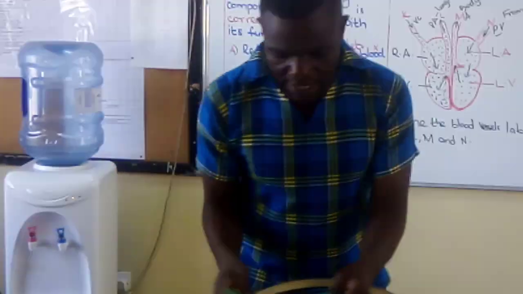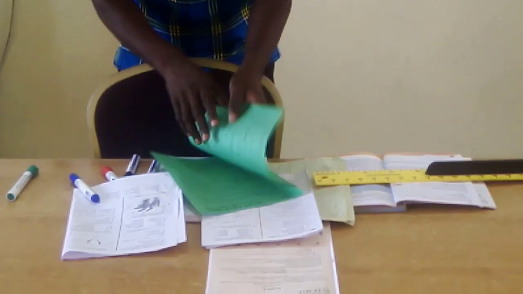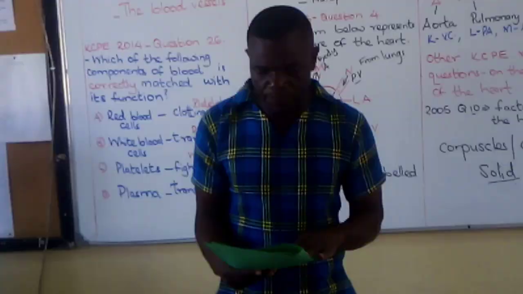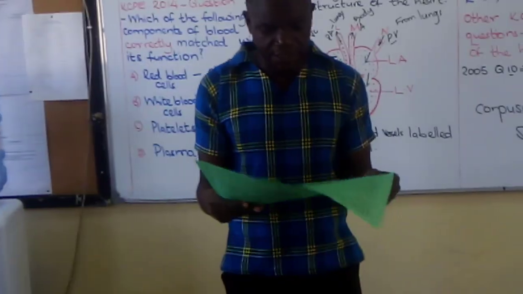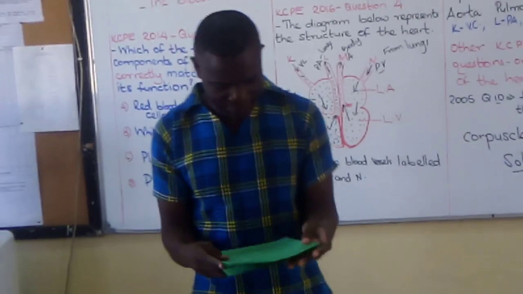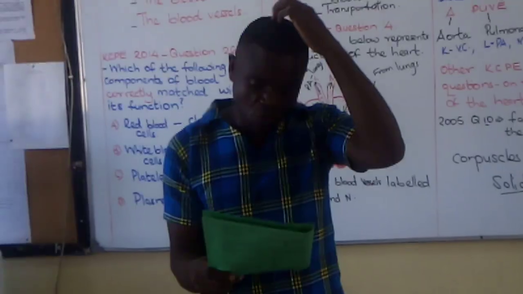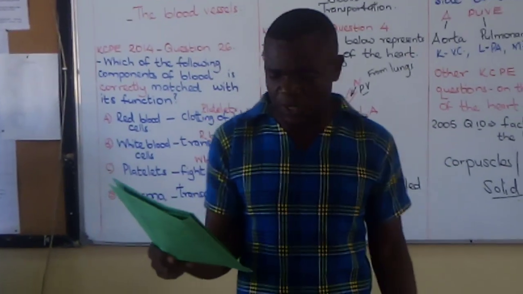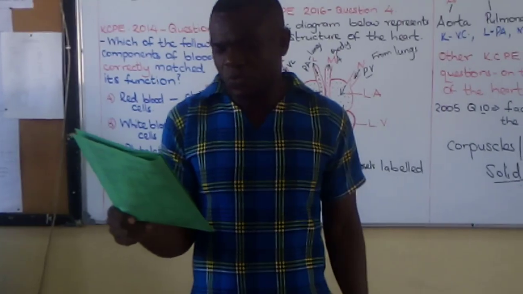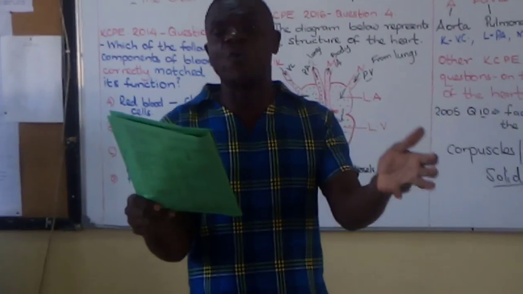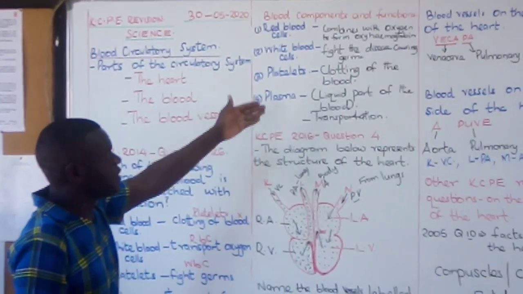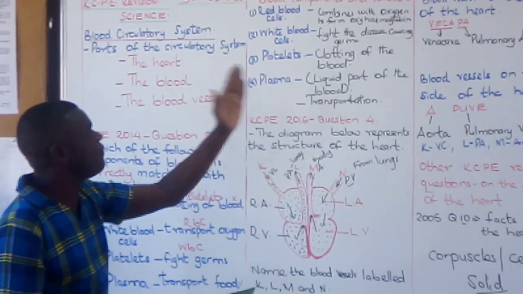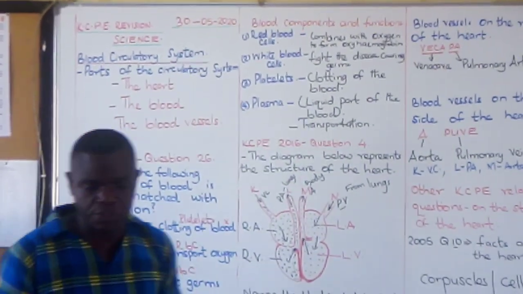Now, apart from KCPE, there are other question papers that we have done before. There's Jesma 5, 2015, it's green like the dollars in America. Decimal 5, 2015, question number 12. They have asked us, which one of the following is the function of white blood cells? Boys and girls, the components of blood are there and their functions. You can be able to answer this question with ease.